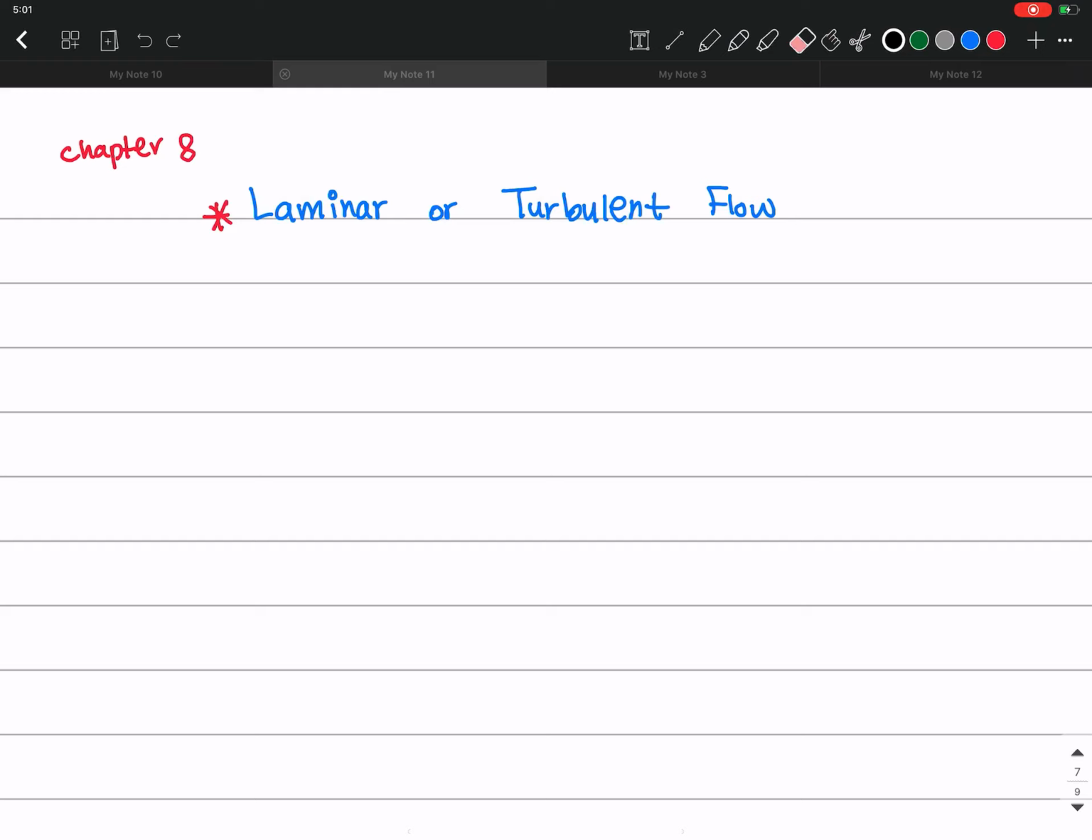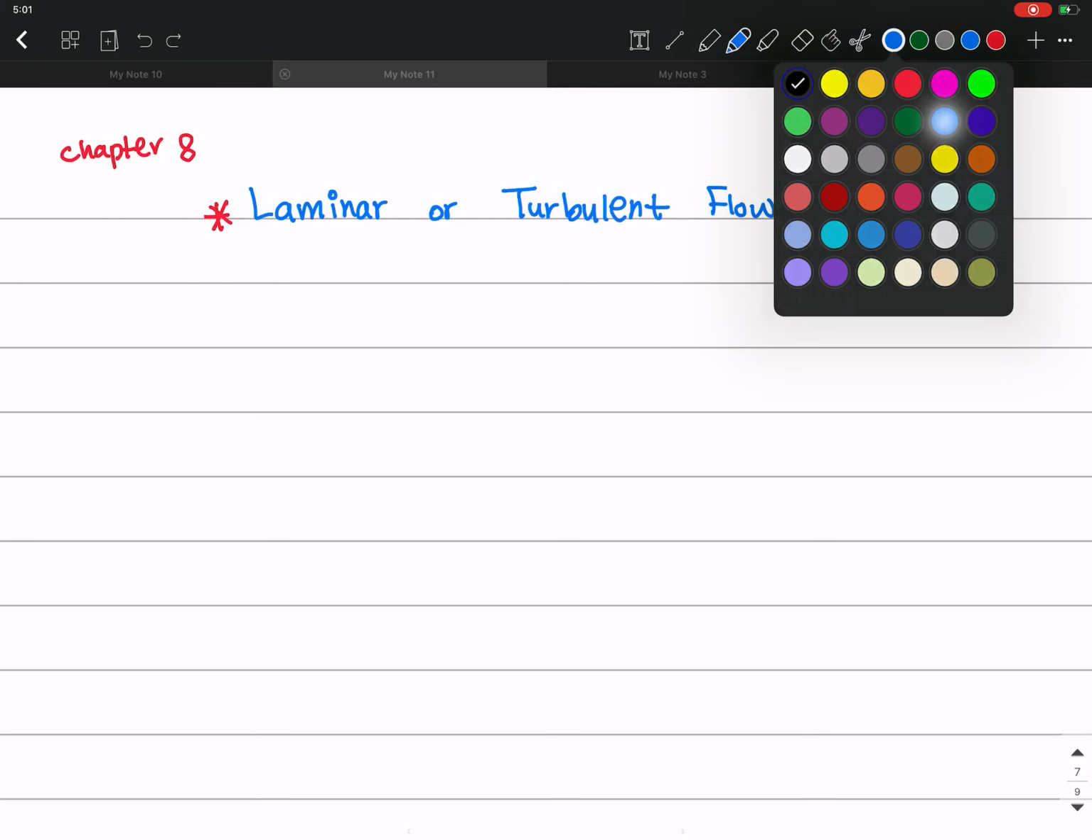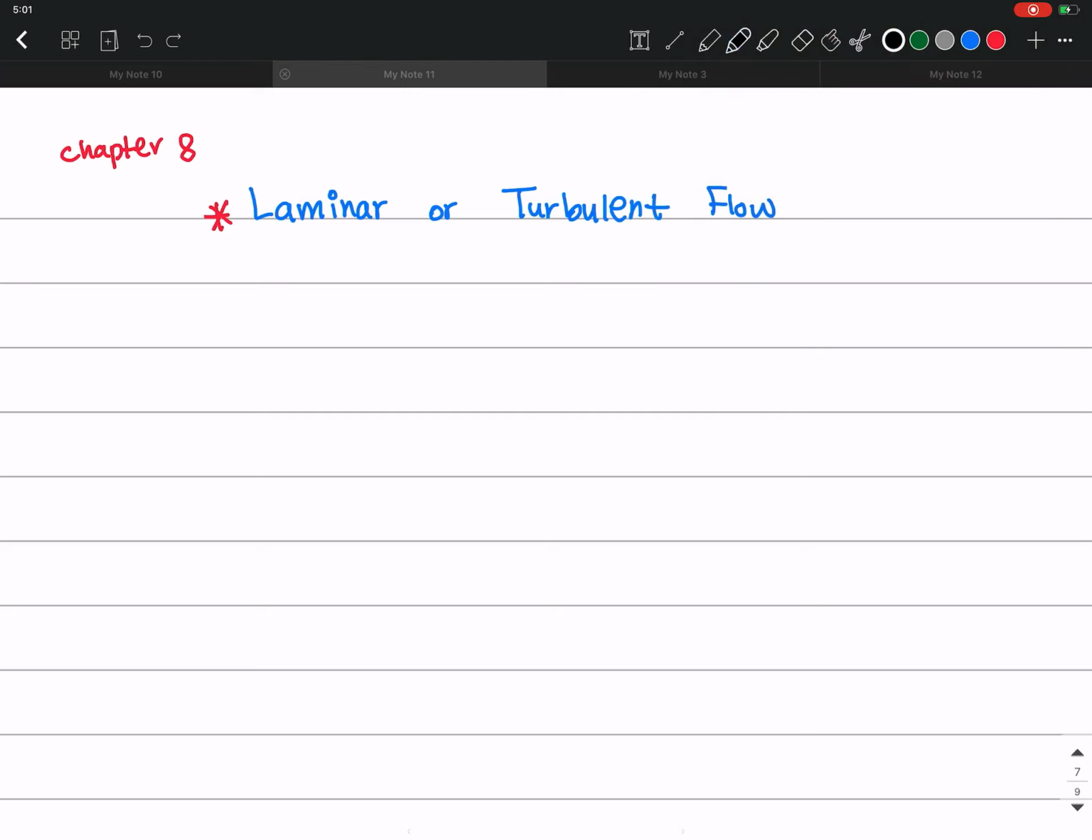Okay, so let's get started with some brief preliminary definitions. So the flow of a fluid in a pipe might be laminar or turbulent.